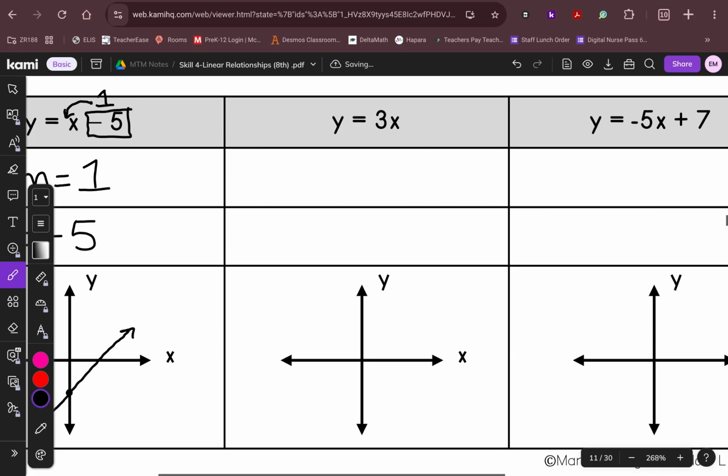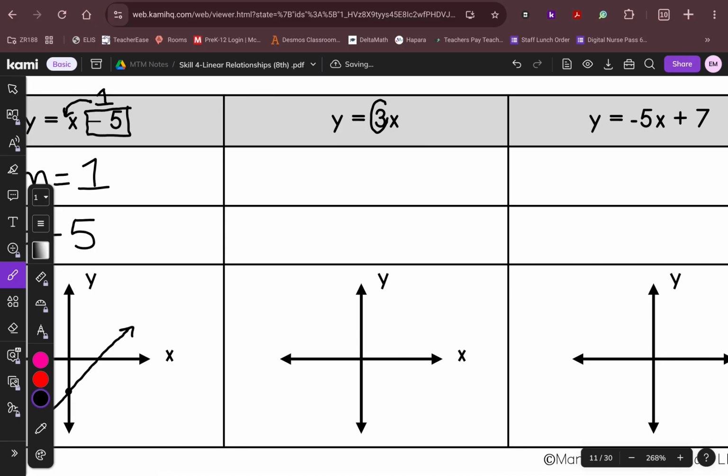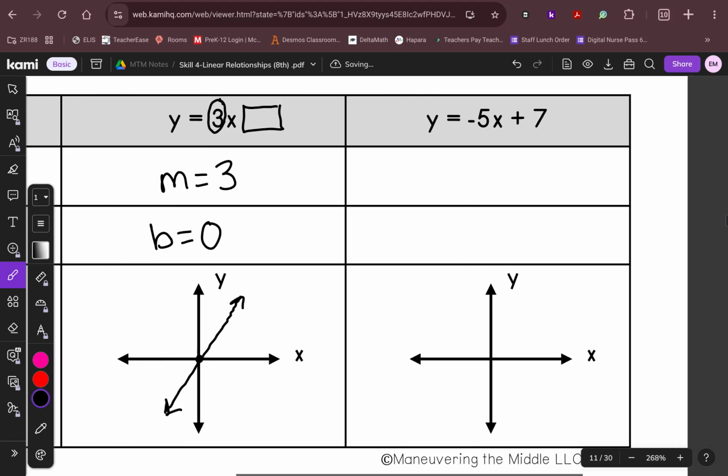Y equals 3x. Well, we know that the m goes before the x, so that means my m is 3, okay? I don't have anything where a constant would normally go, so that means my y-intercept is 0, okay? So that means my y-intercept is going to be here, and that's going to be a positive slope. So I'm just going to draw a positive slope through the origin, and that's good enough, okay? Last one.